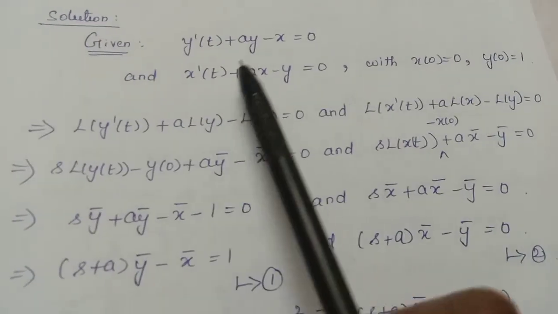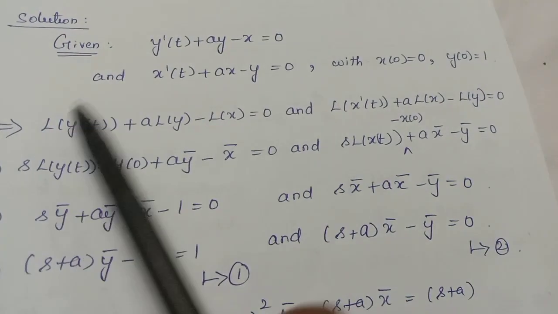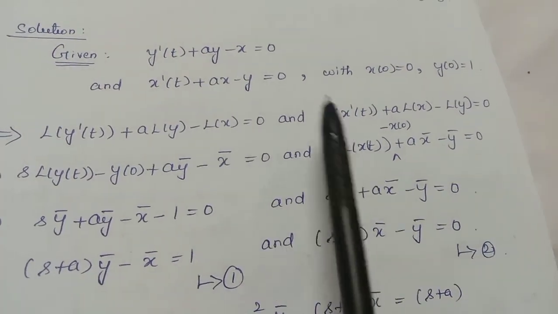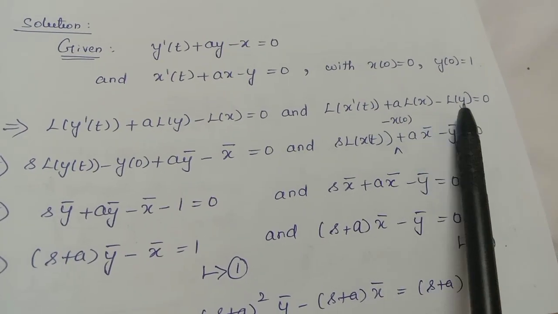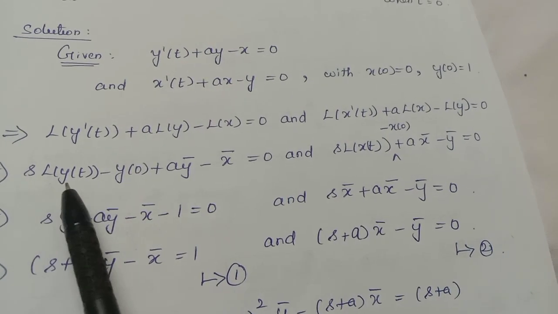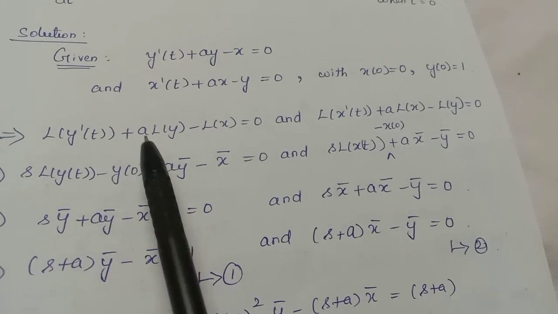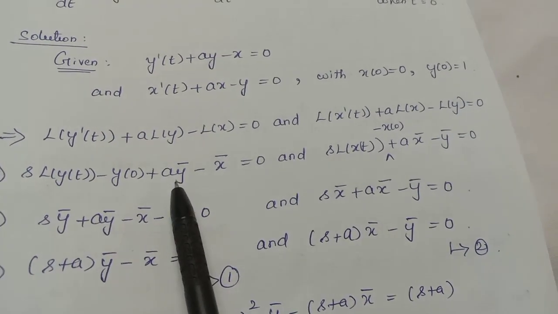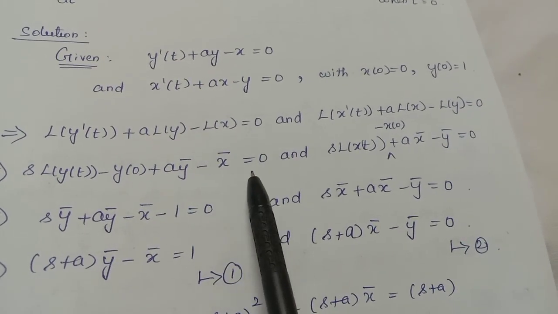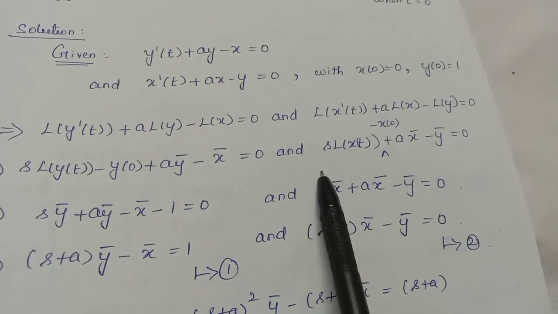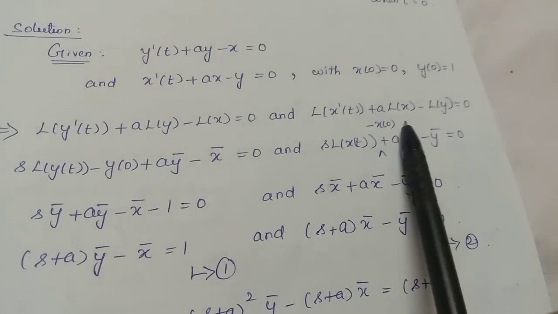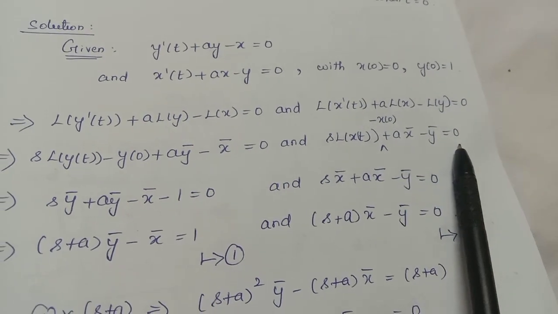Okay, now you take Laplace transform for both the equations. So L of y dash of t plus a L of y minus L of x equal to 0 and L of x dash of t plus a L of x minus L of y equal to 0. Now for this one apply the formula: s into L of y of t minus y of 0 plus a into L of y, I am usually taking it as y bar, minus L of x, I am taking as x bar, equal to 0. And similarly here, s into L of x of t minus x of 0 should be there, plus a into x bar minus y bar equal to 0.